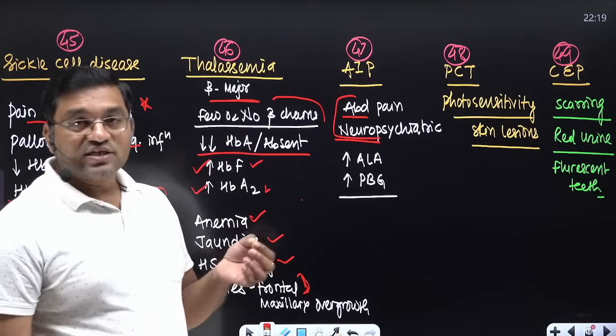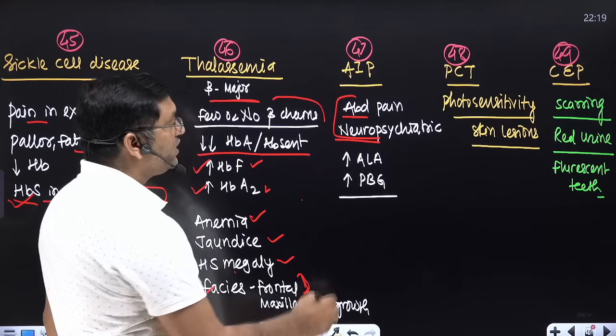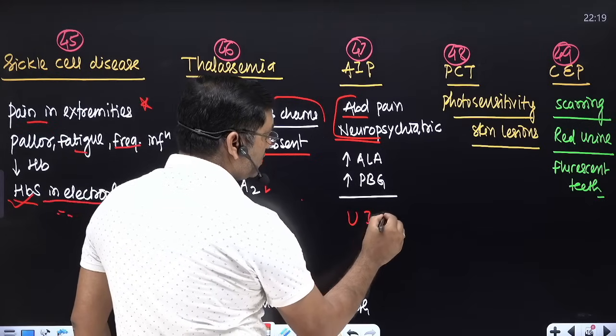There is increased level. This is acute intermittent porphyria. It is due to uroporphyrinogen I synthase defect.